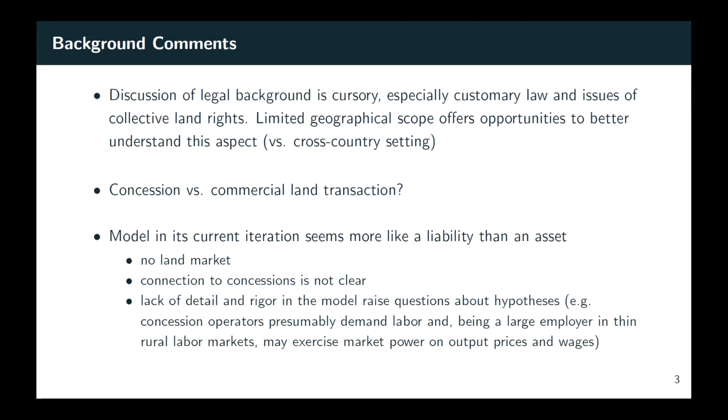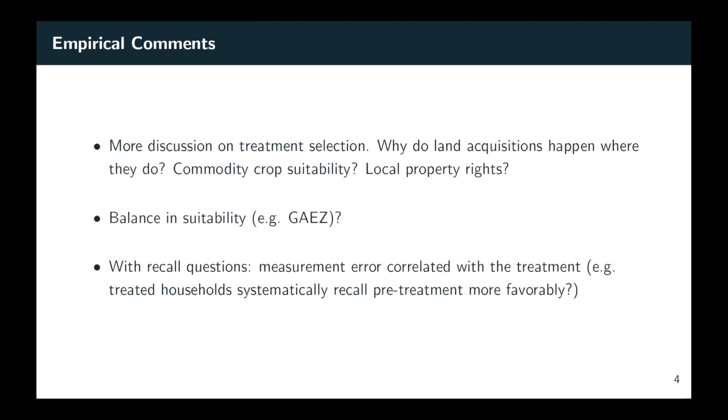And I think the incredibly stylized nature of it raises a lot of questions for me. So for example, one question that popped up is, presumably these concession operators are demanding labor as well. And not only that, they're likely to have pretty high market power in these local labor markets. So they may be major players in here. That's not covered in the model and seems like it would have substantive predictions. So a couple of empirical comments.